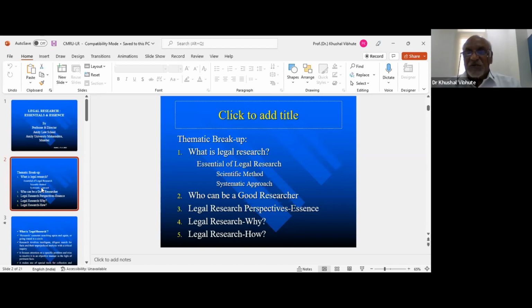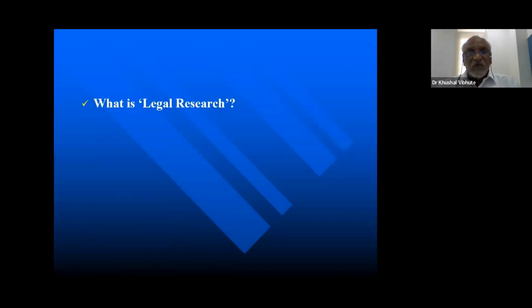segments. One is what is legal research, wherein I will be talking about what legal research means, what are the essentials. The second theme is who can be a good researcher. Third one is legal research perspectives, its essence. And fourth one is why to undertake legal research. And fifth one is how to do legal research. These are the 5 major themes which I will be speaking on. So now let me start with what is legal research.